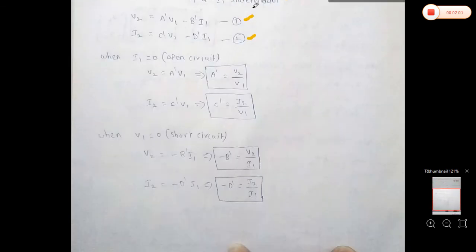From the first two equations, when i1 is equal to 0, current 0 means it is open circuited, right? So from this we can say that v2 equals a dash v1, because i1 equals 0. From the second equation, i2 equals c dash v1, because i1 equals 0. So the equations become like this.